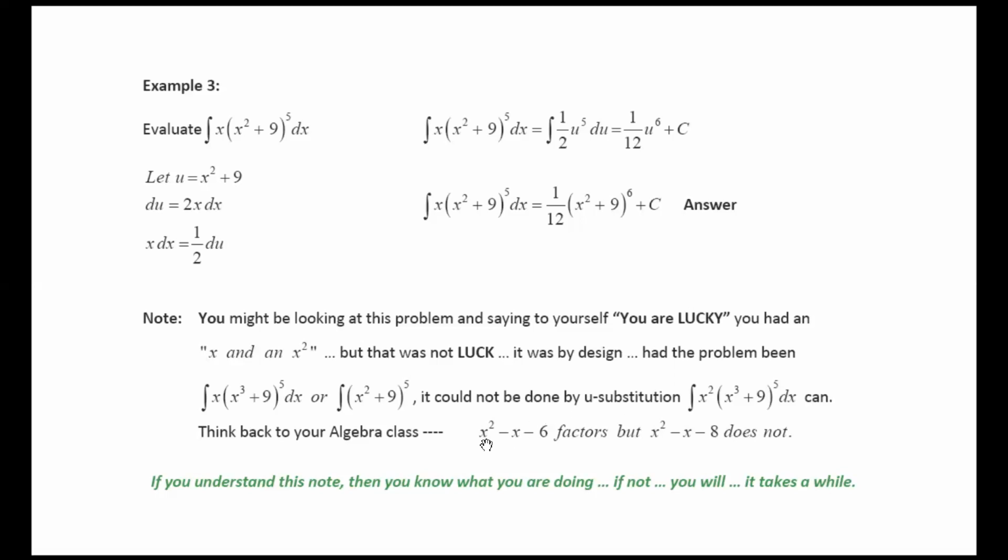We look here, your teacher in Algebra 1 may have given you this and said factor it, and you did. But if your teacher had given you this and said factor it, it doesn't factor. So you can't factor something that's not factorable, okay? So your teacher had to be careful if they wanted you to factor something to be sure it could be factored. And we have to be sure at this point that we give you something that can be done by U-substitution, since that's the name of the topic here. If you understand this note, then you know what you're doing. If not, you will. It takes a while.